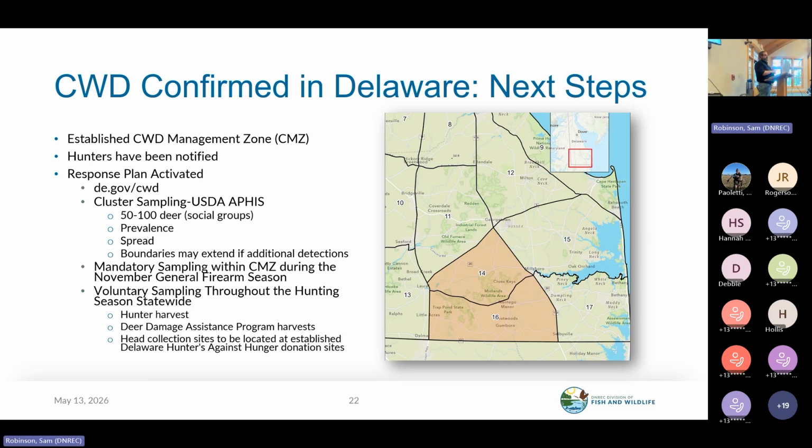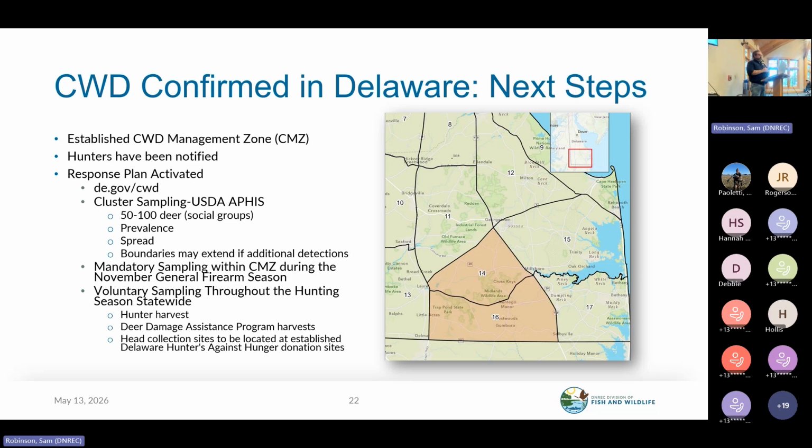The next step, we're talking with USDA APHIS, and this is for cluster sampling, so we can see the prevalence and whether there's any further spread. They're talking about doing 50 to 100 deer to cluster sample in social groups. So we're not really trying to randomize things per se, but we're going to say, hey, we know this deer in this location, we're going to look at those social groups in that area. We're going to look for spread and prevalence. And if we find something closer to 15, then it may spread a little bit. This CMZ might get bigger.